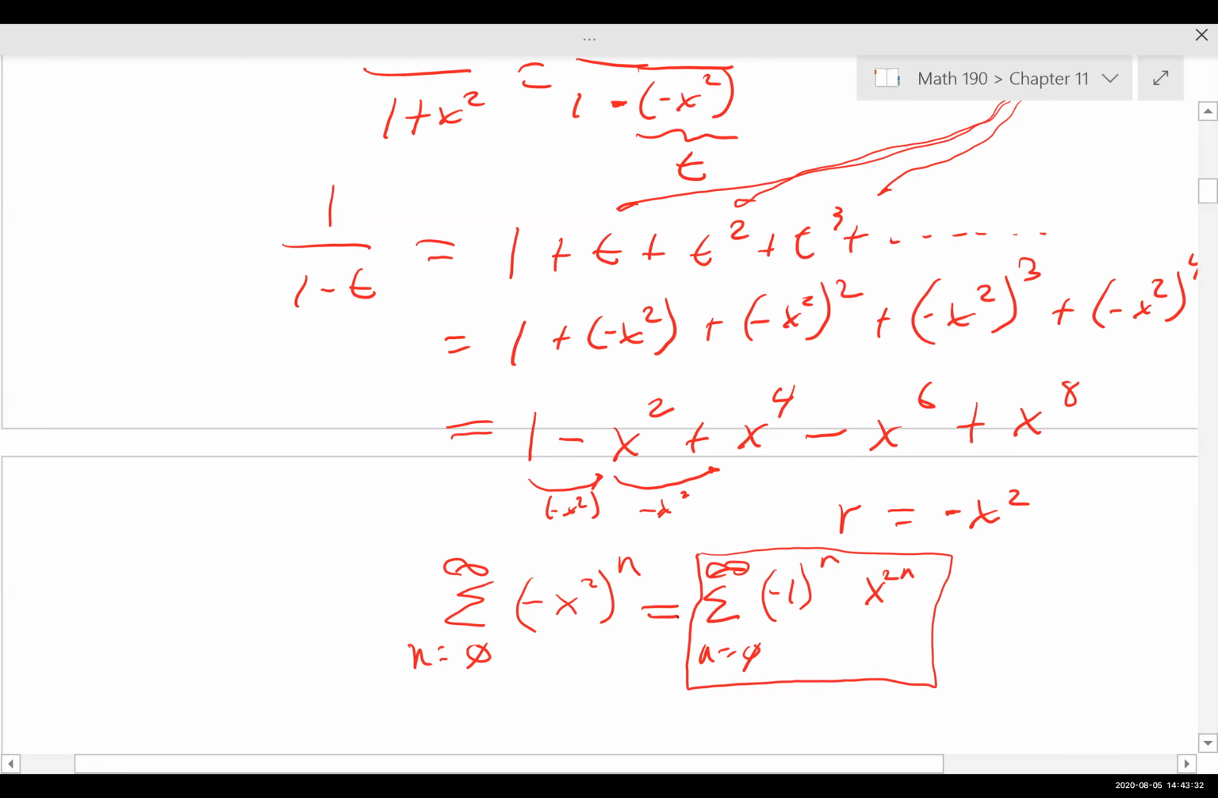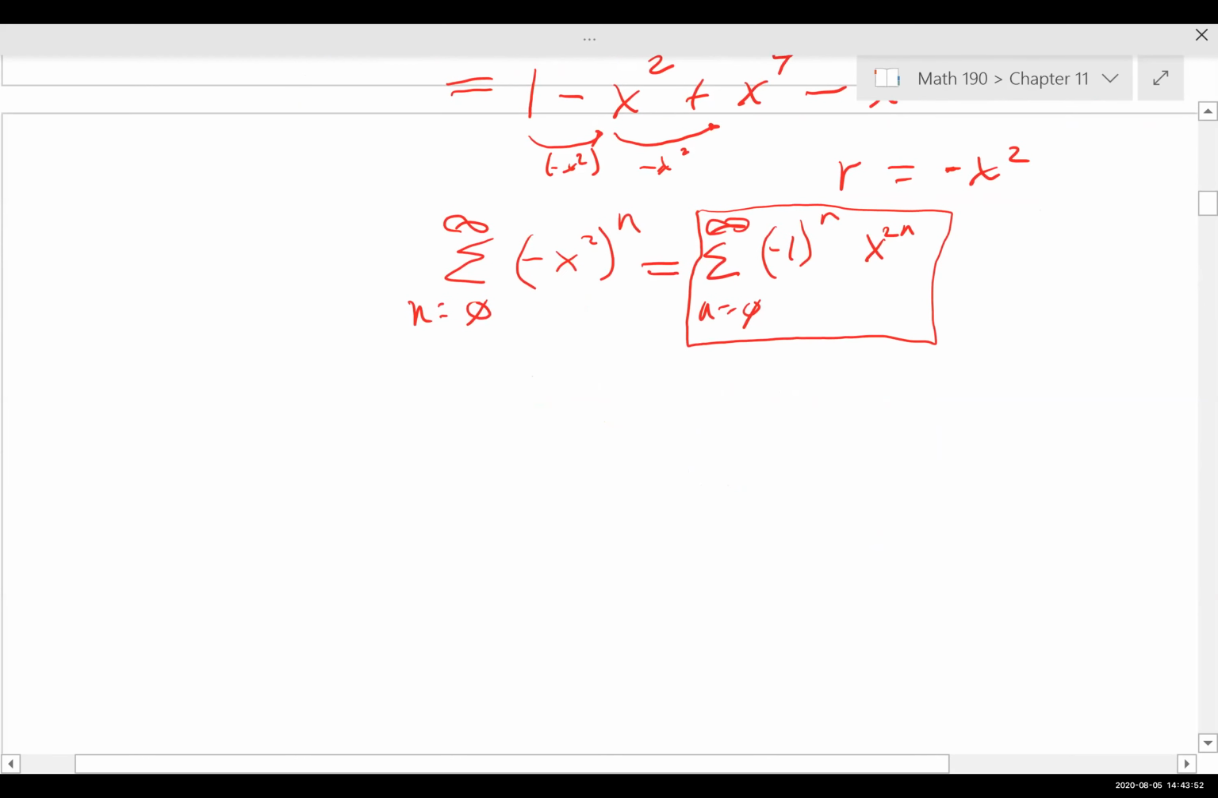I want to express this as a series. It doesn't matter if you express your power series written out or as a summation. It just happens to be cleaner to write it up as a summation.